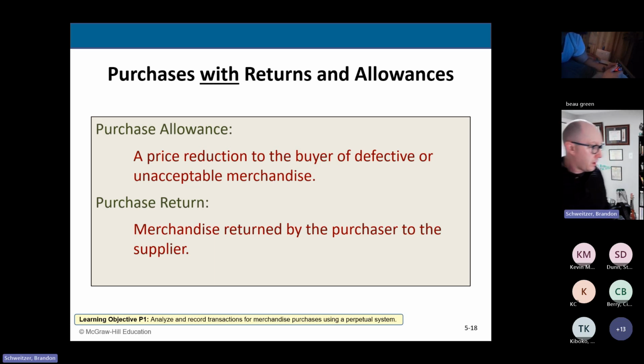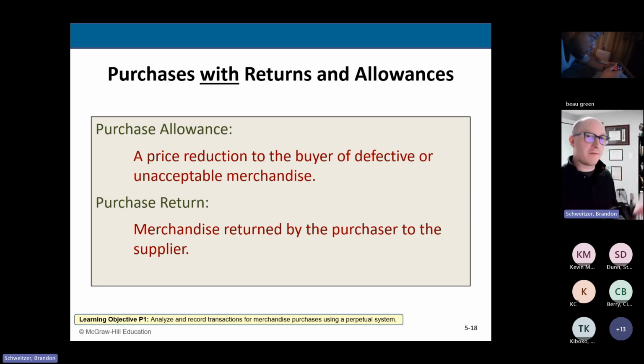Okay, so here's how it works. We get a shipment in from our vendor. Comes into the store. We look at the shipment, and we're going through the box, and we notice some of the stuff is damaged. Okay? Now, there's a couple of options here. I can send it back to the vendor and say, hey, ship me a new batch. This is all busted up. That's one option.